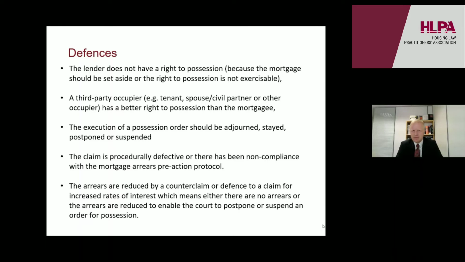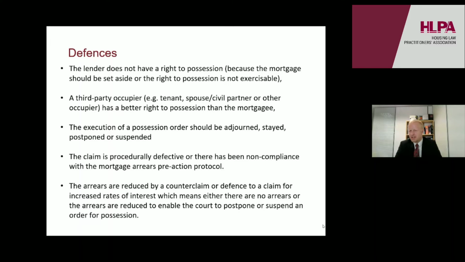The second category of defence is where there is a third party, so not the borrower, occupier, who has a better right to possession than the mortgagee. And that might be a tenant, it might be a spouse or civil partner, or some other occupier with an equitable interest in the land. The third type of defence, which is by far and away the most common type of defence to any possession claim that you're likely to see, is that, okay, a possession order should be made, but it should be postponed or suspended, or maybe even the claim should be adjourned in the instant, for various reasons, which we'll come on to look at.